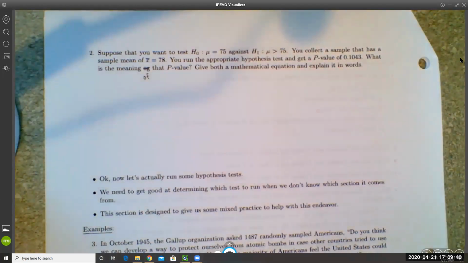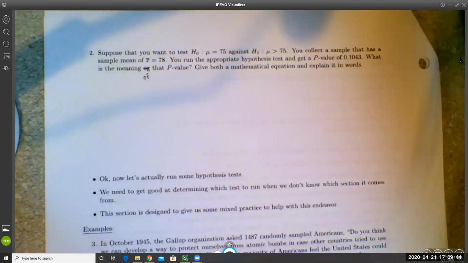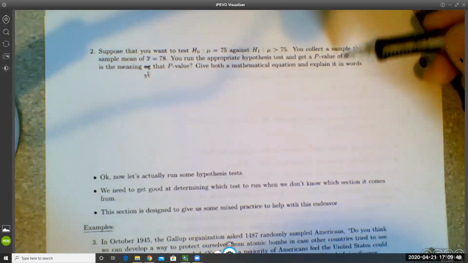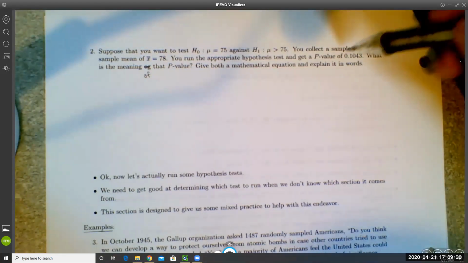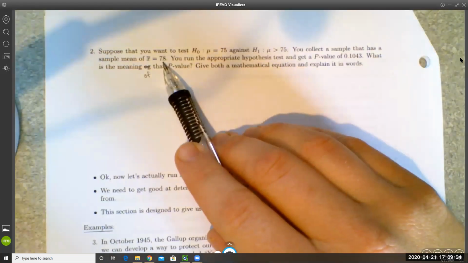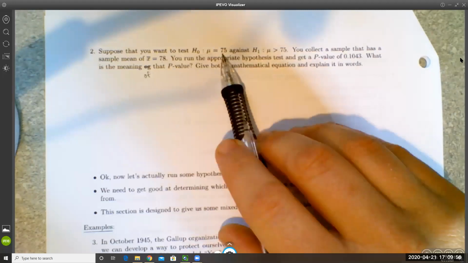Okay, so here's my solution. So I'm going to say the meaning of this p-value. So there's about a 10% chance, there's a 10.43% chance that we would get a sample mean of 78 if in fact the true population mean were 75.